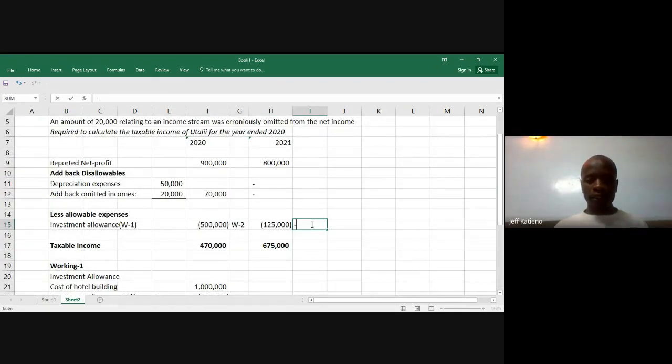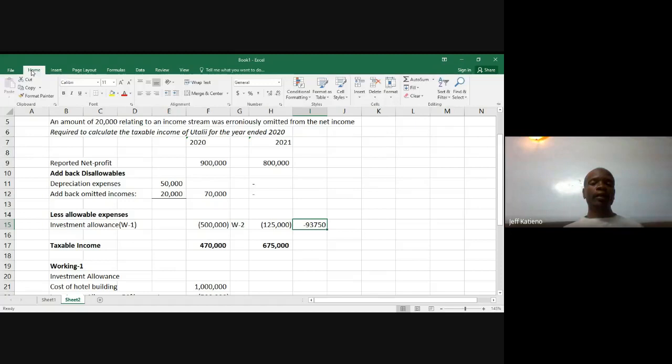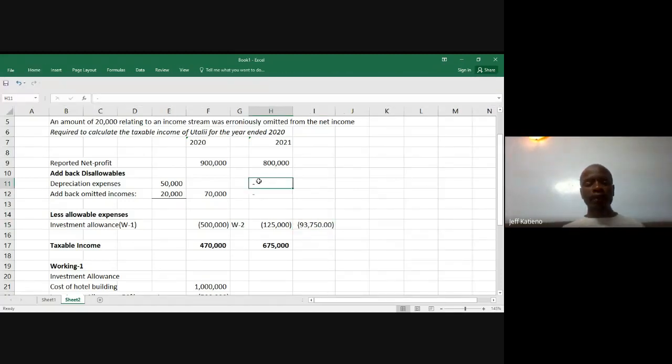This one will be 93,750. And it goes on and on until it is exhausted, until it is zero, so that you don't apply investment allowance again. So this is how we deal with investment allowances. So you basically go to the schedule, apply it straight. You don't have to second guess.